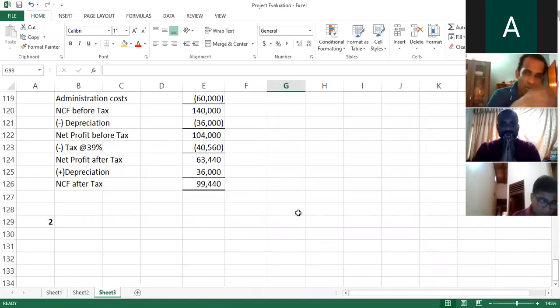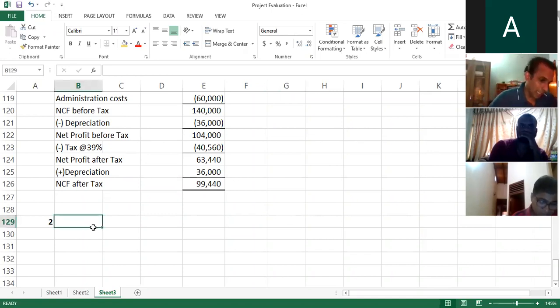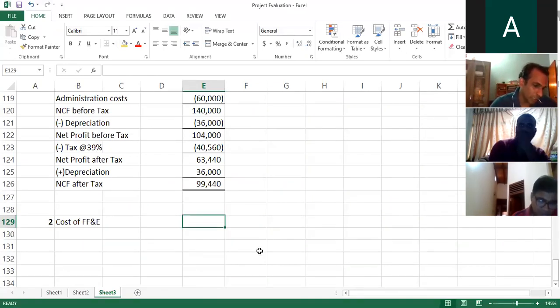Because in order to calculate the after tax salvage value, we have to see whether this company is going to sell these assets at a profit or at a loss. Then the tax should be adjusted. So first of all, we have to identify the cost of these assets. What are the assets? The assets here are fixtures, fittings, and equipment. What is the cost of these fixtures, fittings, and equipment?